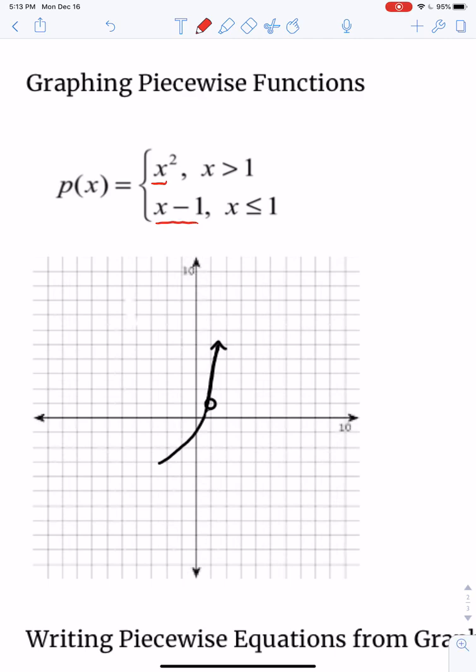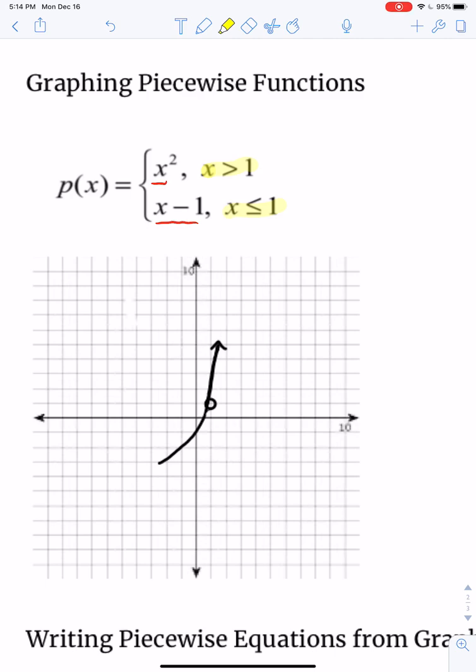And how do we know which one to use? We look at the rules. The first rule says if x is greater than 1, then we're going to use x squared. The second rule says if x is less than or equal to 1, then we're going to use x minus 1.